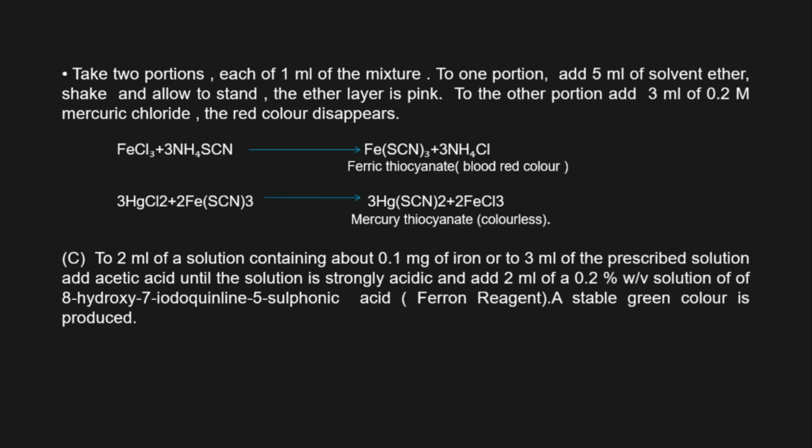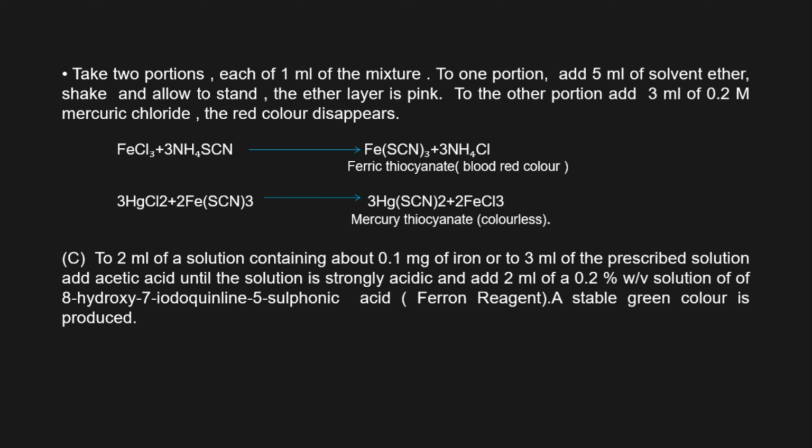Ferric chloride, when it reacts with ammonium thiocyanate, results in formation of ferric thiocyanate, which yields blood red color, which is further divided into two portions. To the first portion we had added ether, where the ether layer attains pink coloration. In the second portion, we have added mercury chloride. This mercury chloride, when it reacts with ferric thiocyanate, results in formation of mercury thiocyanate, which is a colorless substance. Thus the red color disappears.